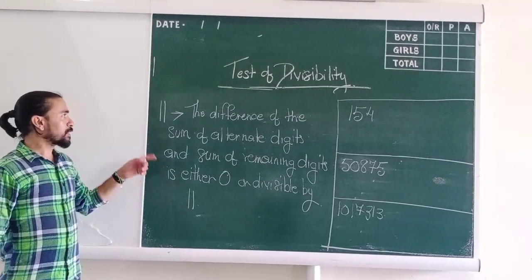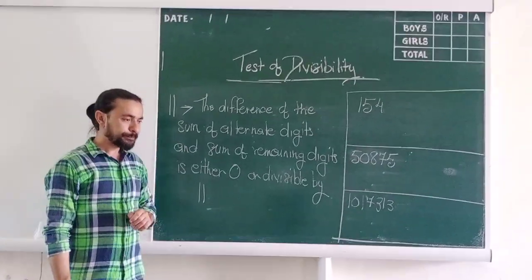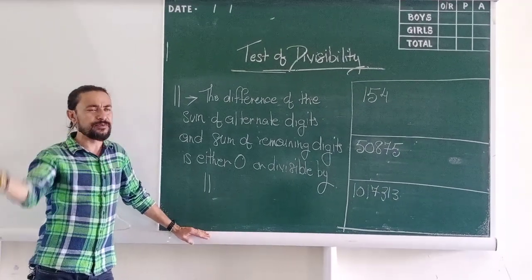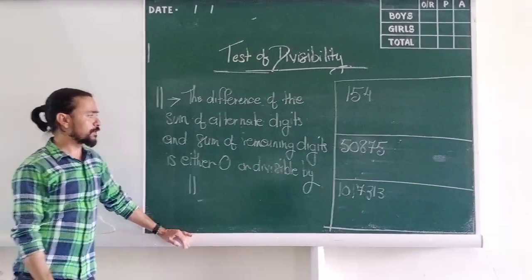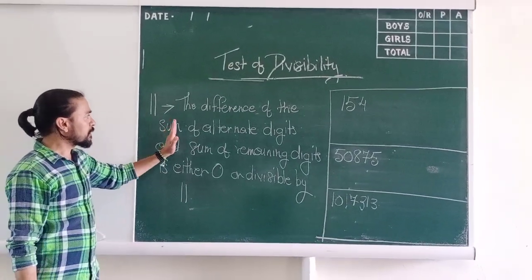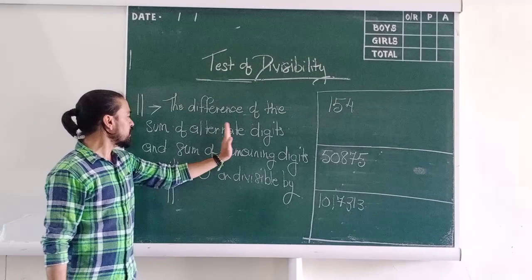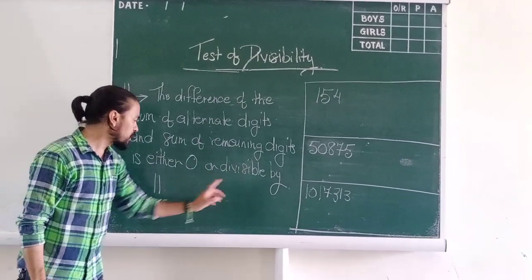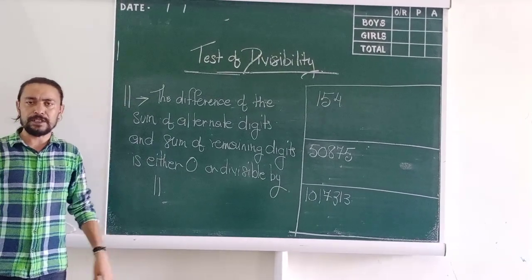So now we come to the test of divisibility for 11. Now, the test of divisibility for 11 is actually unique. It's different from all the other tests of divisibility of the other numbers. The rule for 11 says the difference of the sum of alternate digits and the sum of the remaining digits is either 0 or divisible by 11. Only then is the number divisible by 11.